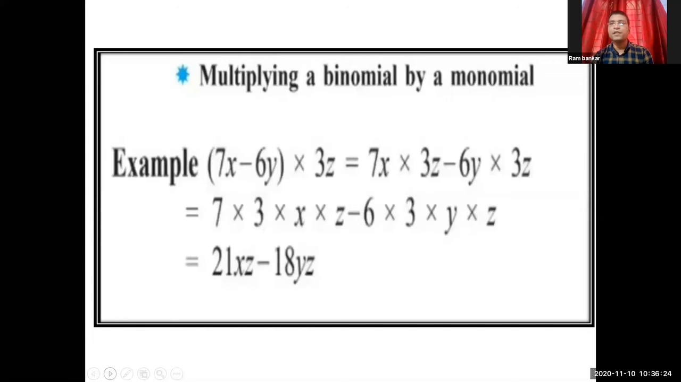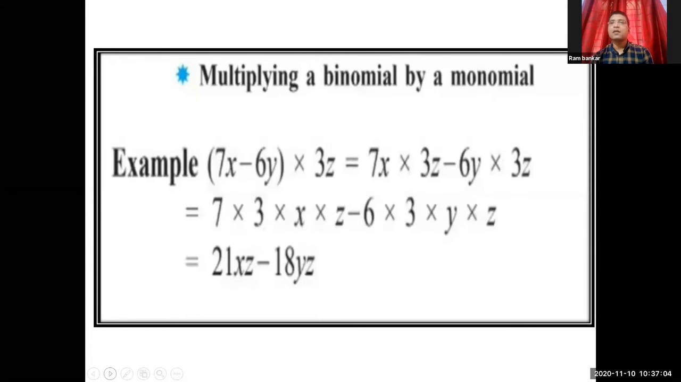Minus 6 is the coefficient, and y is written as it is. The next term is minus 6y, and the last term is 3z. So multiply 6 by 3, and y into z. The answer is 7 into 3, which is 21. 7 threes are 21. And x into z, write as it is, xz.